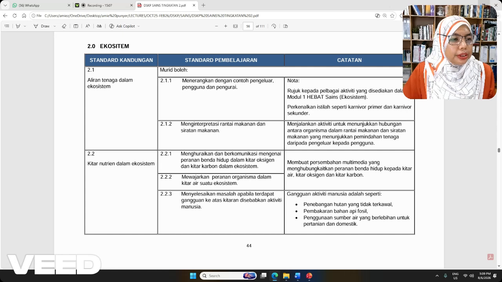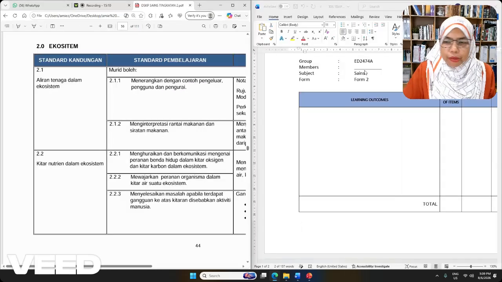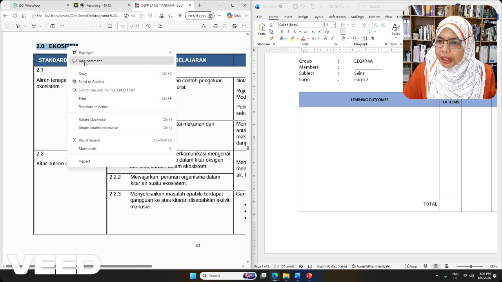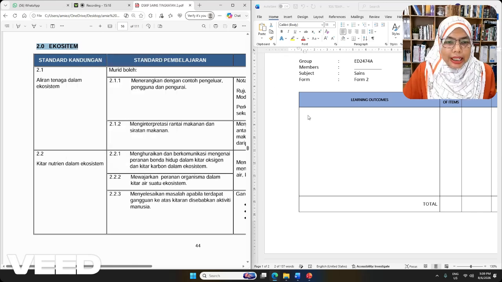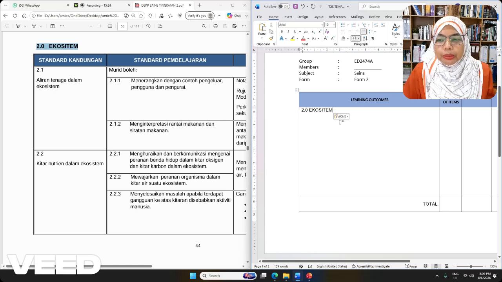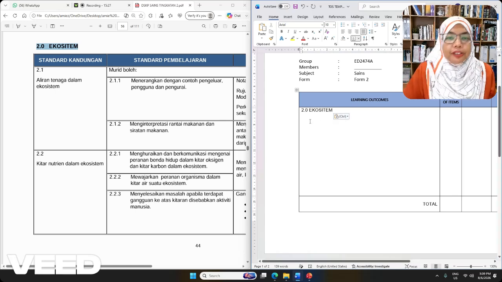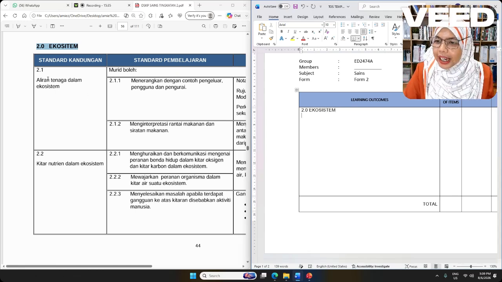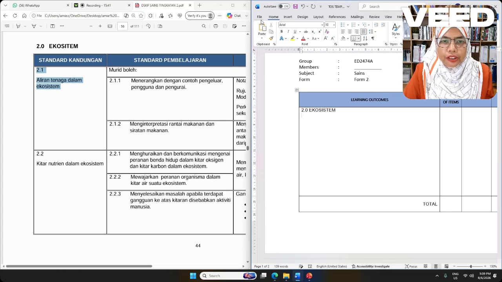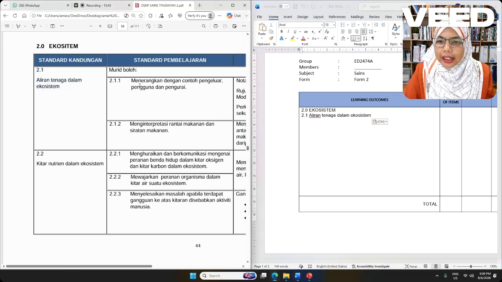Okay, so selection is one thing, but now let's move ahead with what we plan to do. So first of all, don't forget to copy paste the main topic. Make sure the numbering is also appearing in our TOS, because I need to know exactly from which part of the DSKP you have taken this information. So kalau ada tersalah ejaan, betul-betulkanlah. Okay. So 2.0, and then we need to select all of the content standards and learning standards. Kalau bersesuaian, of course the first one is sesuai. Menerangkan dengan contoh pengeluar, pengguna dan pengurai.